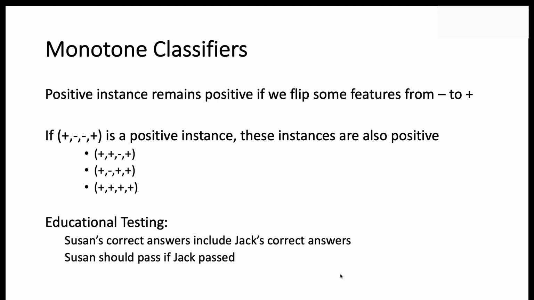Here's an example from educational testing. And let's say this classifier is taking answers, and based on that, you want to decide whether to pass a person or not. And let's say in this case, Susan's correct answers include Jack's correct answers. So there's 50 questions, and Jack answered 40 of them. And Susan answered those 40 plus 3 more. Well, you would want the classifier to pass Susan if it already passed Jack. So it said that Jack is competent based on these 40 answers. Well, Susan did the exact same 40 plus 3 more, you would want her to be passed as well. That's an example of monotonicity.